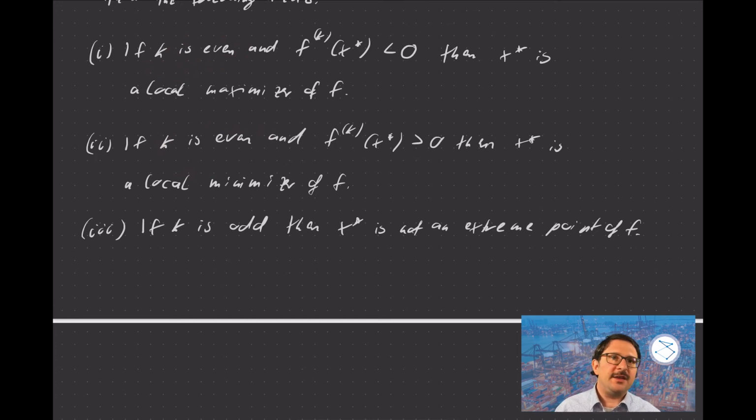So we look at the even order derivatives to find out if we have local maximizers or minimizers, if all the ones before that were 0. And if we have all the ones before that 0, and then an odd order derivative being the first non-zero derivative, we can be sure that's not an extreme point.